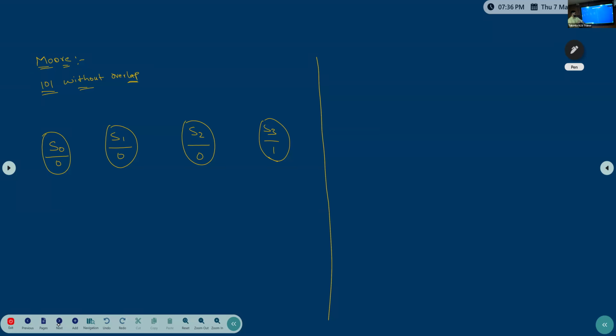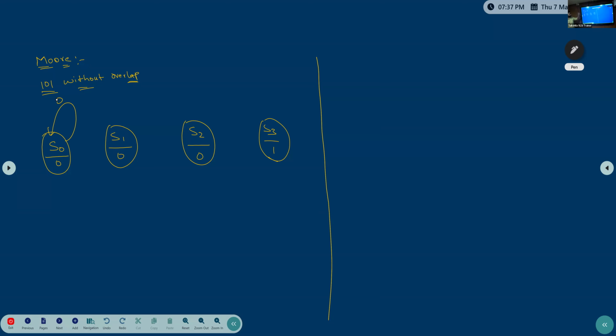Okay, so now we'll see how we implement the 101 sequence. So in S0, the input we are getting is 0, so I need to stay in the same state. No doubt, stay in the same state. Whatever you represent in Mealy, the same thing applies here also. With 0, same state. You should not represent any output here.